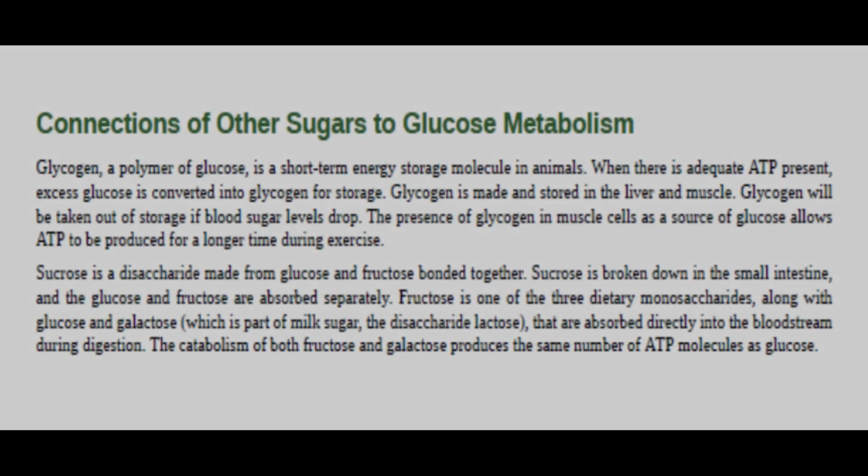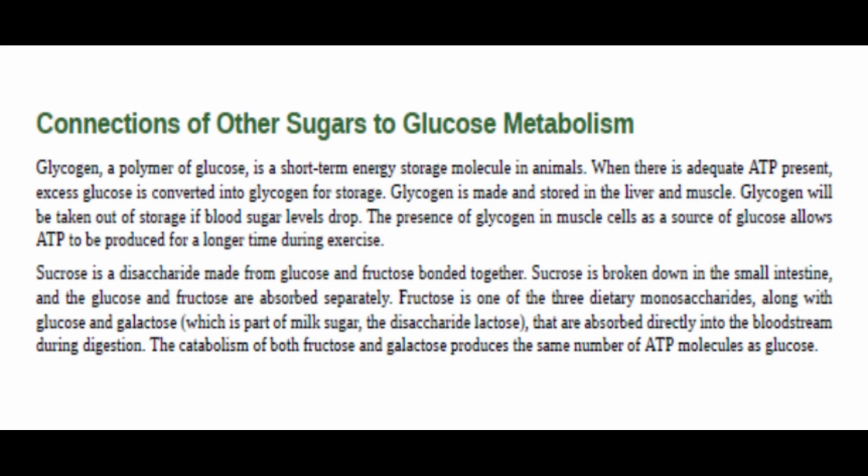Connections of other sugars to glucose metabolism. Glycogen, a polymer of glucose, is a short-term energy storage molecule in animals. When there is adequate ATP present, excess glucose is converted into glycogen for storage. Glycogen is made and stored in the liver and muscle. Glycogen will be taken out of storage if blood sugar levels drop. The presence of glycogen in muscle cells as a source of glucose allows ATP to be produced for a longer time during exercise.